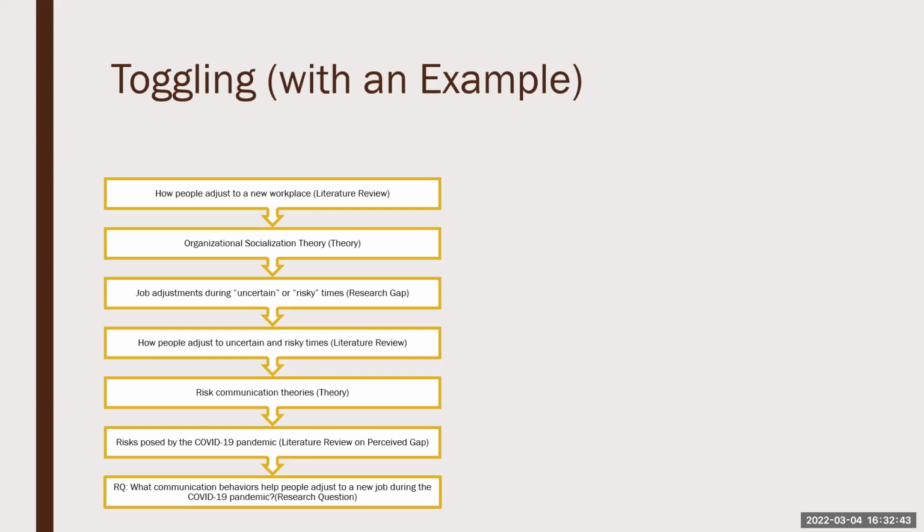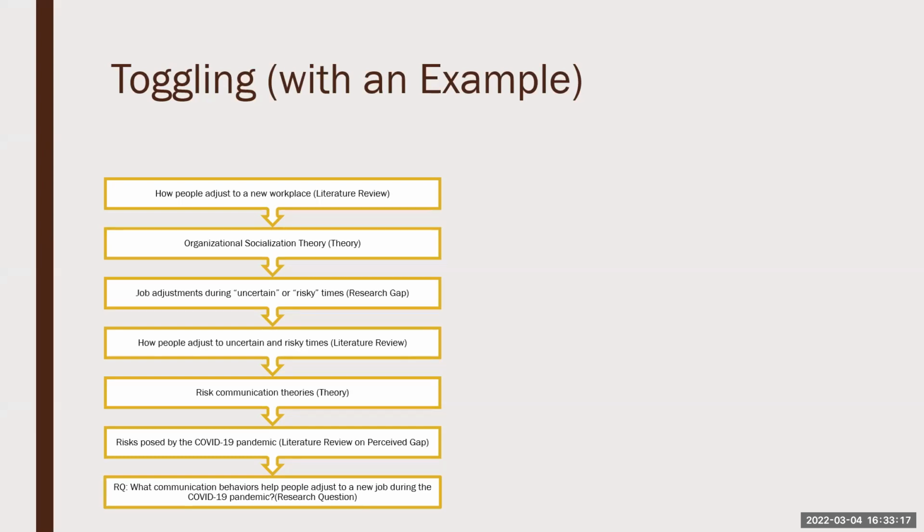But even as you are looking at risk communication theories, you're probably also thinking at this time about, well, we don't really know a lot about the risks posed to ordinary people and organizations when it comes to this current COVID-19 pandemic that we are all in, right? And so now, again, you're toggling from theory to literature review. And you start reviewing the published literature to really look at this perceived gap. How do people and organizations respond to the risks posed by the COVID-19 pandemic?